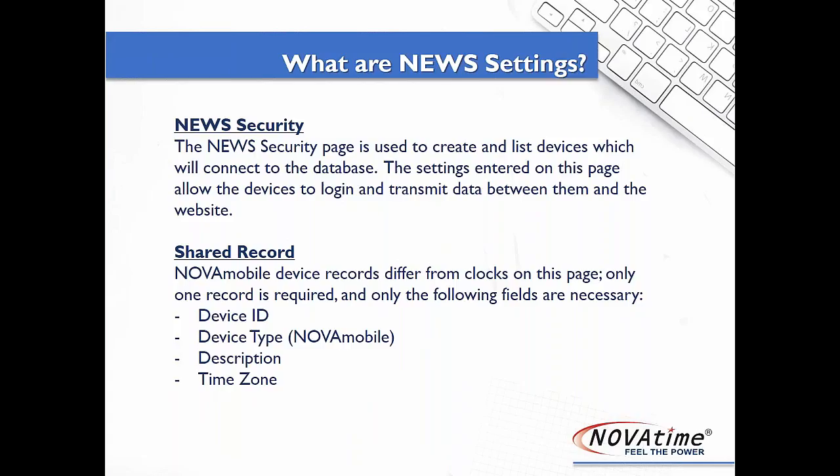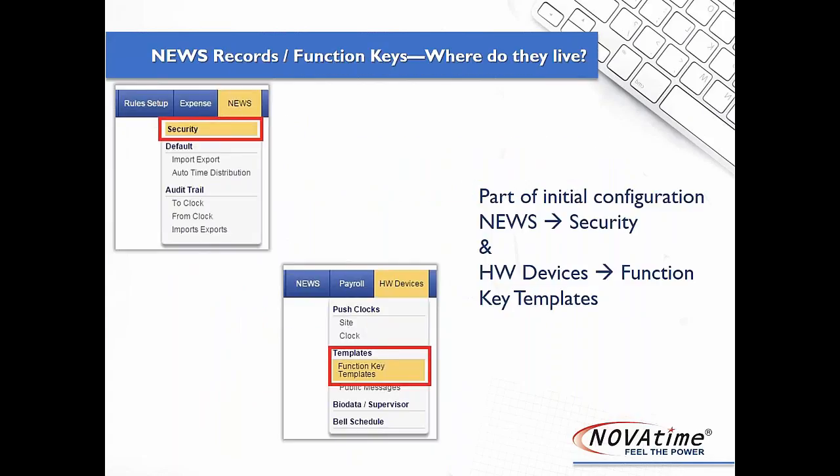So to get started, the news page essentially is what all devices within the database are, how they're configured. You have to add a record into the database in order for these devices to connect and communicate with the database, and the same is true for clocks. The mobile app works exactly the same way as a clock does. So you create the record, which is just a device ID, the device type, which in this case is NovaMobile, the description, usually just NovaMobile device or employee devices, however you want to describe it, it doesn't matter. And then the time zone.